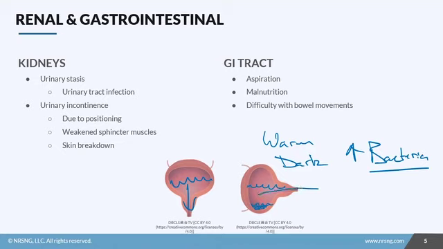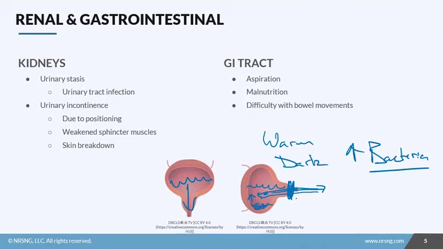You can have a Foley that comes in, but the problem is you actually have to have this level of urine increase before it goes out. So that's why we really want to focus on getting our patients up so that they actually are clearing all the urine out.